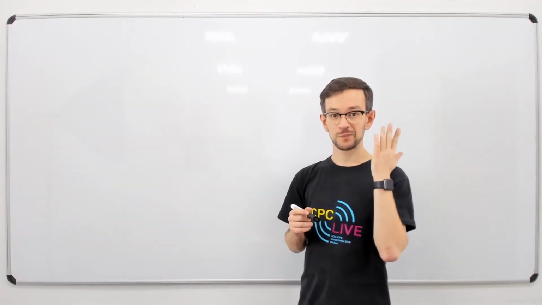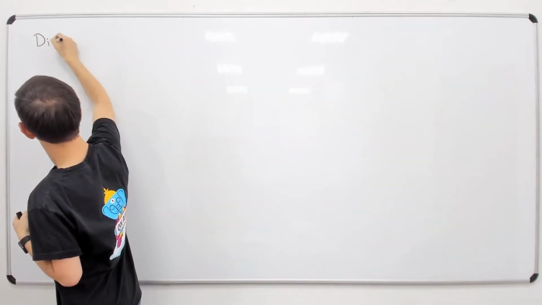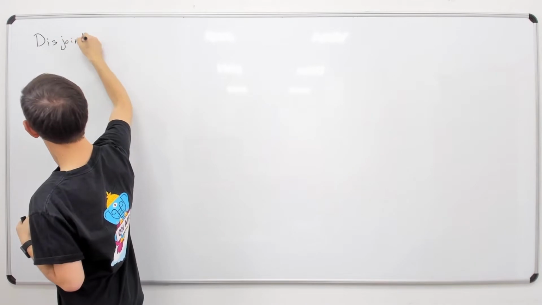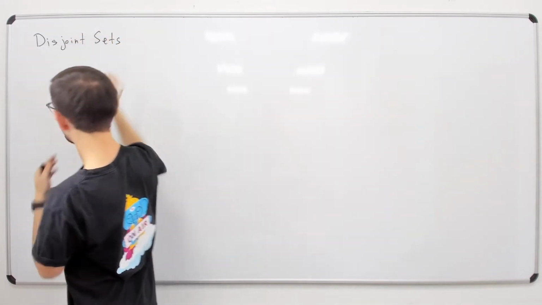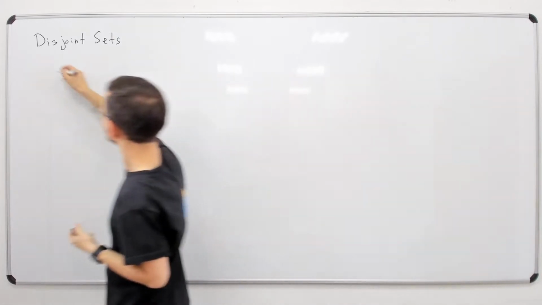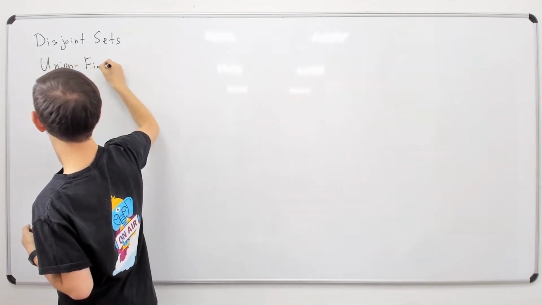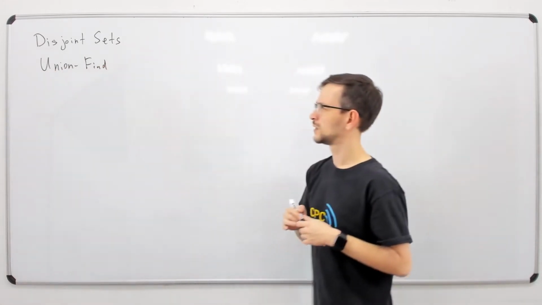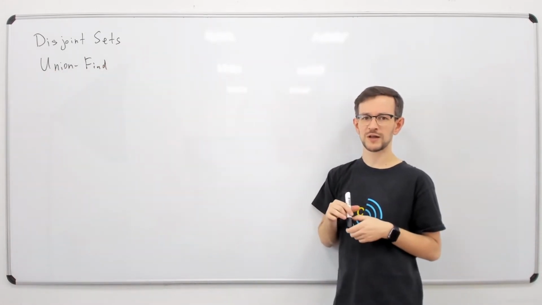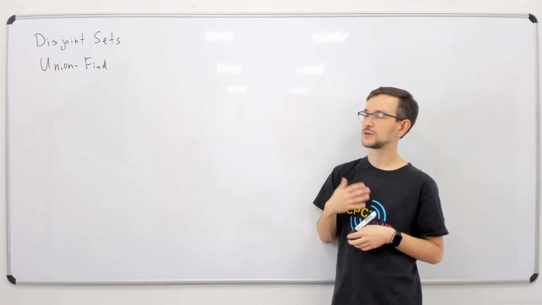Today we'll talk about disjoint sets, or sometimes it's called the union-find data structure. Sometimes it's also called merge-find, but that's quite rare. So usually it's called disjoint sets or union-find.